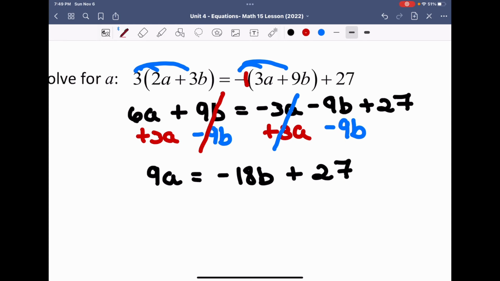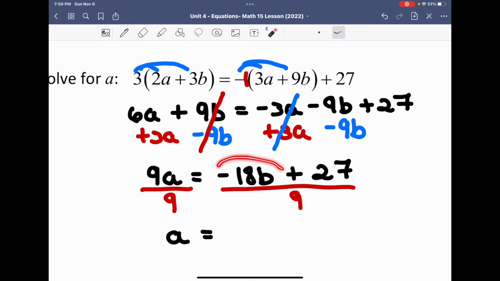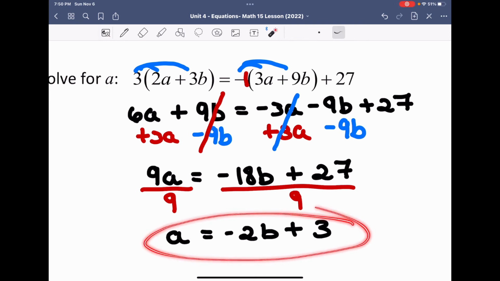Now, if I divide both sides by this 9, because it's being multiplied to the a, I divide both sides by 9. When I divide both sides by 9, I have a is equal to, and the 9 is actually going to divide both the 18 and the 27. So we go 18 divided by 9, or -18 divided by 9 is -2b, and 27 divided by 9 is plus 3. So there is our solution in terms of a.